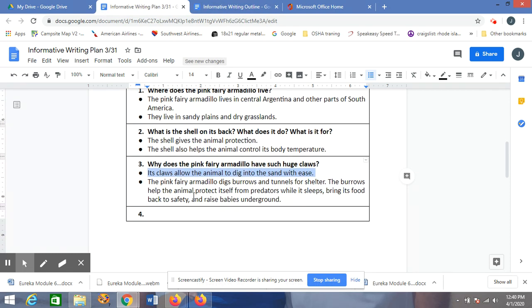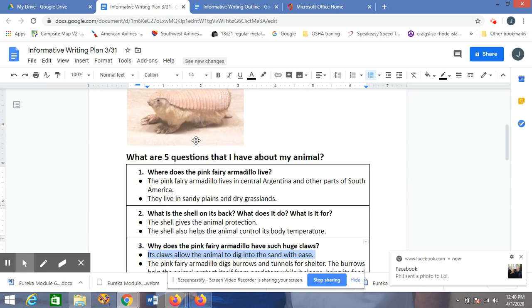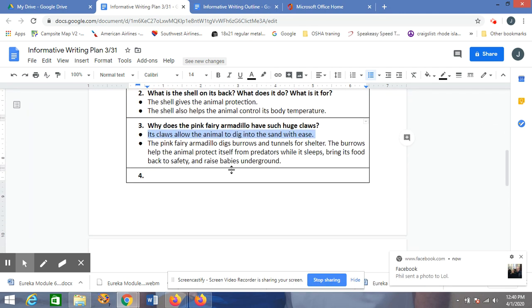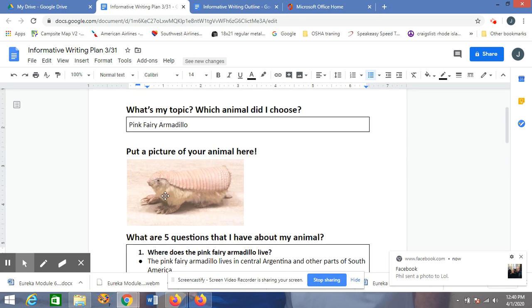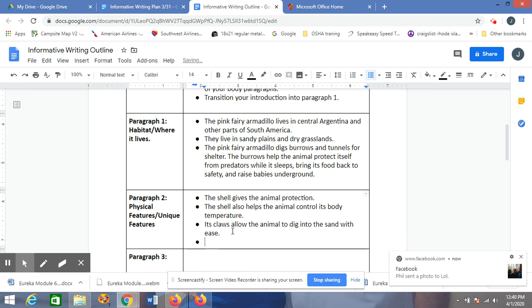I only did 3 questions, but there's something I also already learned about my animal. Maybe this is true for you too. Maybe you have information you didn't put on here. I remembered that, let me pull up the picture here. You see how tiny their eyes are? They have very tiny eyes, but their noses are incredibly sensitive. So I'm going to put that too, because that would belong with physical features.